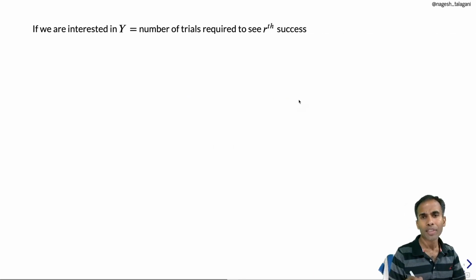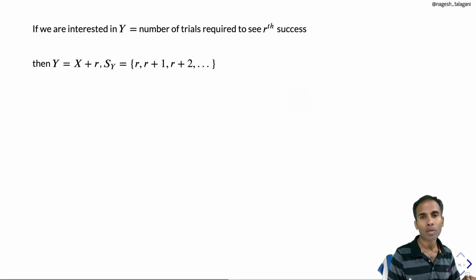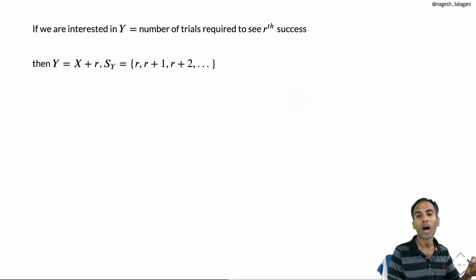If we are interested in Y, which is the number of trials required to get the rth success, then Y can be expressed in terms of X like this. Y equals X plus r, because the number of trials required to see the rth success is the number of failures before the rth success plus r, right? And obviously Y will take the values r, r+1, r+2, and so on, because to see r successes we need at least r trials.